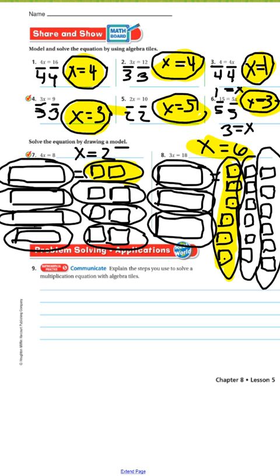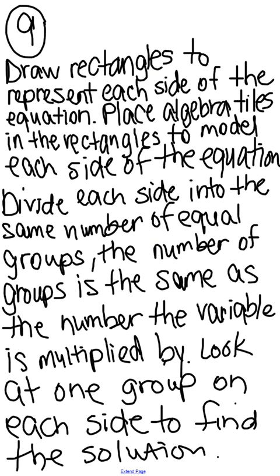Number 9, explain the steps you use to solve a multiplication equation with algebra tiles. Okay, we're going to go ahead and do problem solving application at the bottom. This is explaining. So it says, number 9, communicate. Explain the steps you use to solve a multiplication equation with algebra tiles. So that is basically explaining how you did number 7 and number 8. This is a very lengthy answer, so I went ahead and wrote it on the next page for you guys. Okay, I'm going to read it to you.